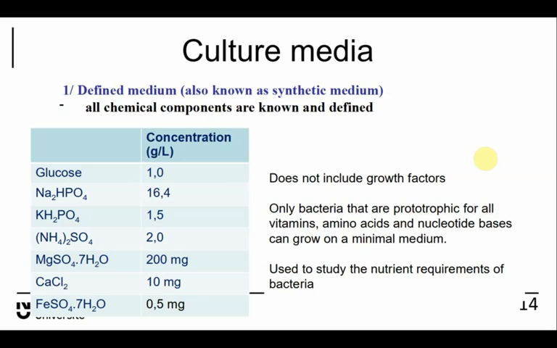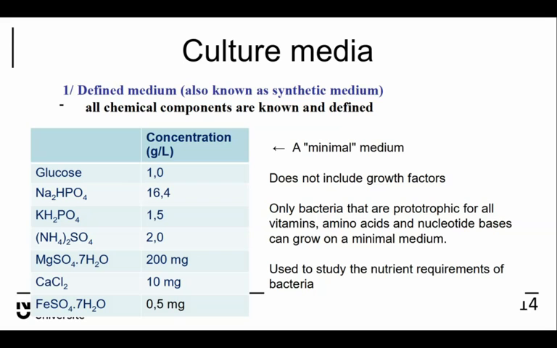So this is one example of a defined medium. Glucose, source of organic carbon, sodium hydrogen phosphate, potassium dihydrogen phosphate, ammonium sulfate, magnesium sulfate, calcium chloride, iron sulfate. So you've got a source of organic carbon, you've got phosphorus, you've got nitrogen, you've got sulfur. But it doesn't include any growth factors. So this is what's called a minimal medium.